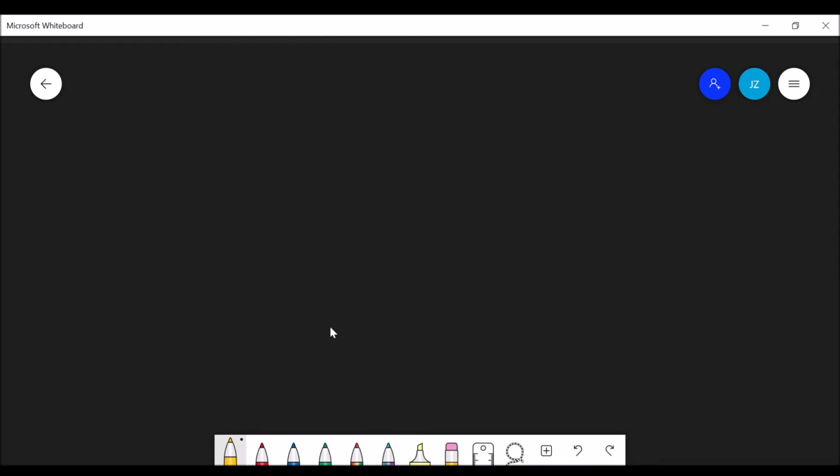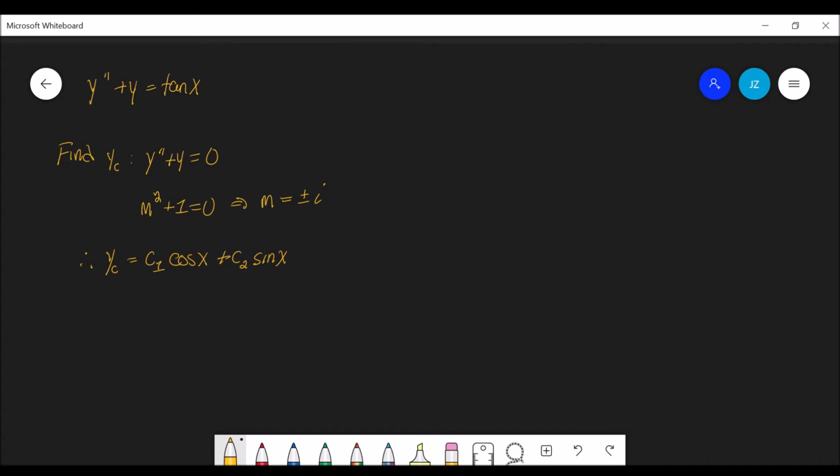Let us look at the differential equation y double prime plus y is equal to tangent of x. So we first need to find the complementary function. So we need to solve y double prime plus y is equal to 0. So the auxiliary equation is m squared plus 1 is equal to 0, which leads to m being plus or minus i. So our complementary function would be c1 cosine of x plus c2 sine of x.